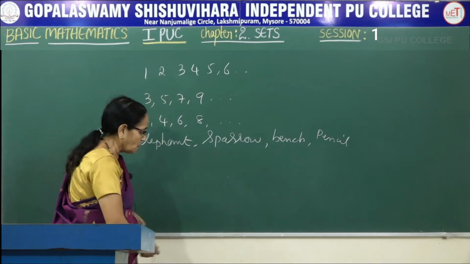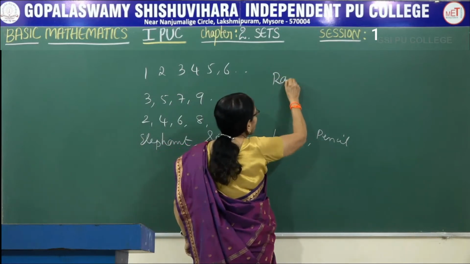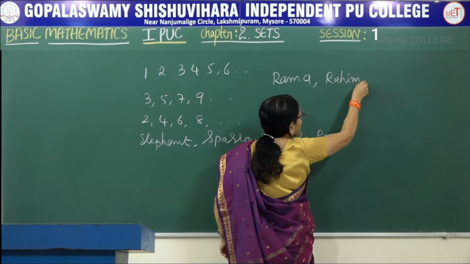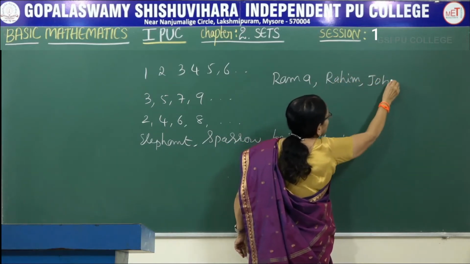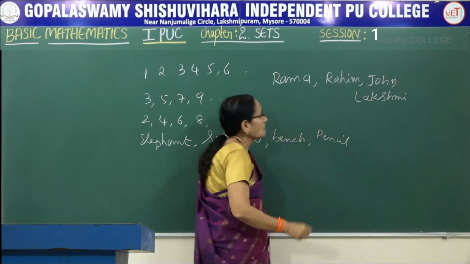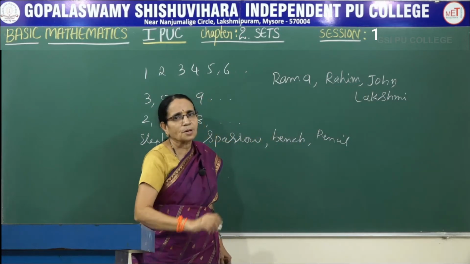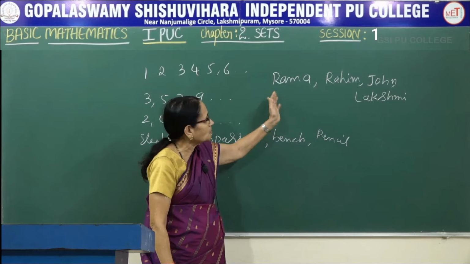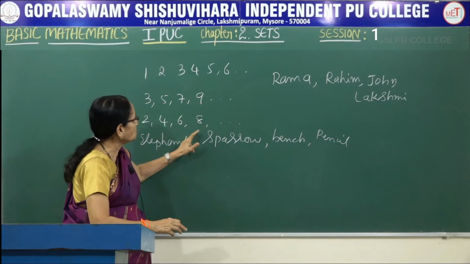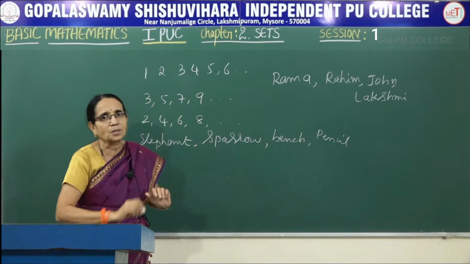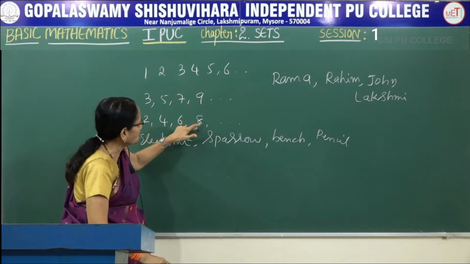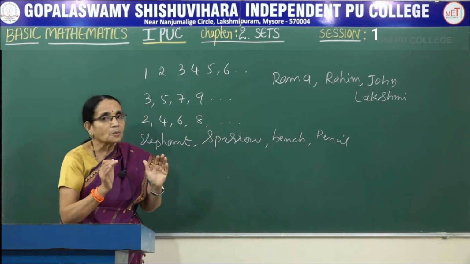Take one more example. Say, Rama, Rahim, John, Lakshmi. Look at this one. All of them are proper nouns, names of persons. Rama, Rahim, John and Lakshmi, again all of them are of the same type. See, all of them are collections, 1, 2, 3, 4, 5. I have considered 5 collections here. Out of these 5 collections, in the first one, second one, third one and the last one, all of them are of the same type.